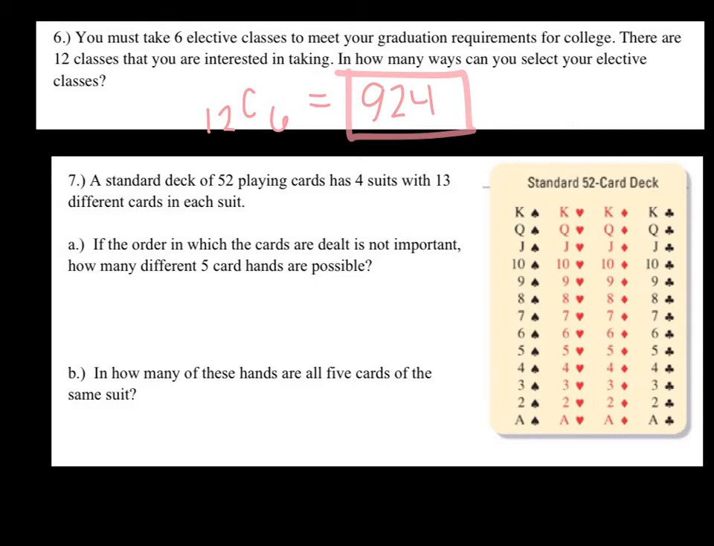Now, for the card ones, it does give you a visual sort of there. I do have slips up in the front if you want to look at those as well. But it says a standard deck. So a standard deck has 52 cards. It has 4 suits: the spades, the hearts, the diamonds, and the clubs are your 4 suits. And each suit has 13 cards in it.